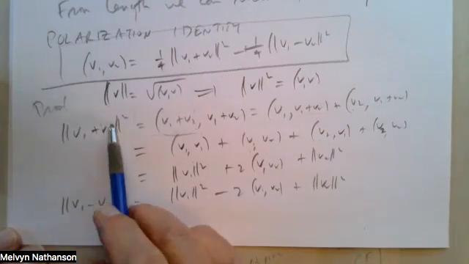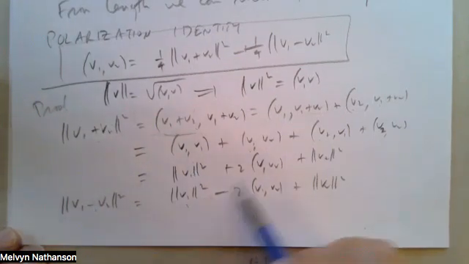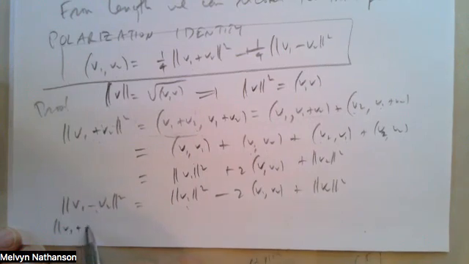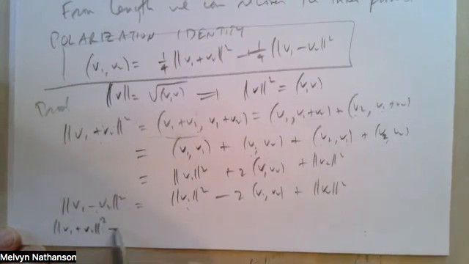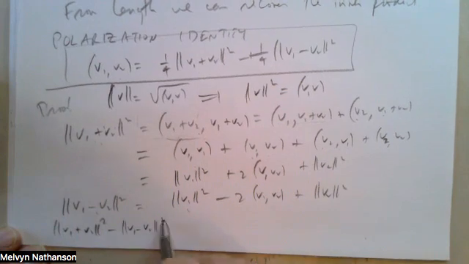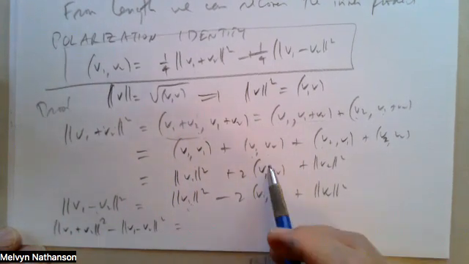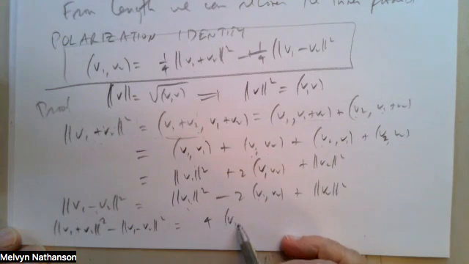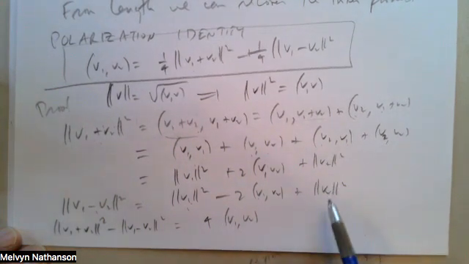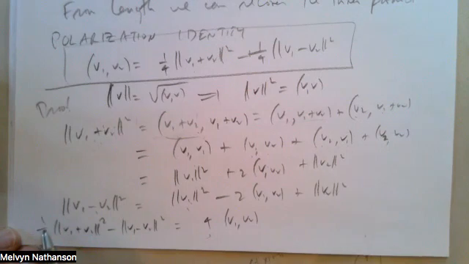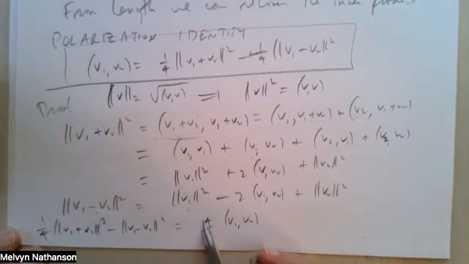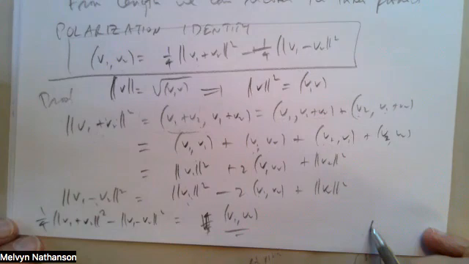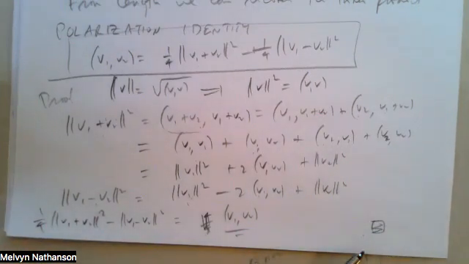So if I subtract this minus this, these cancel. So the length of V1 plus V2 squared minus the length of V1 minus V2 squared: this minus this is 0, this minus this is 4 times the inner product of V1, V2, and this minus this is 0. So if I divide by 4, I get the inner product. And that is this very nice proof of the polarization identity.